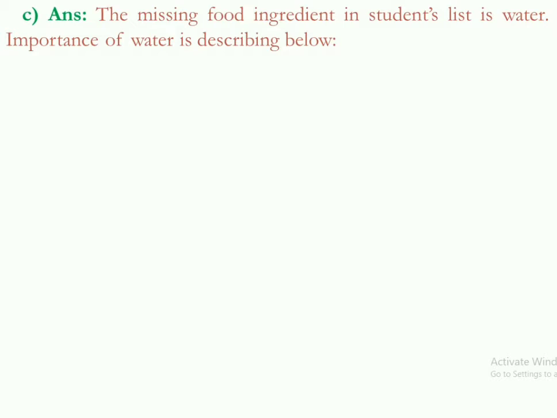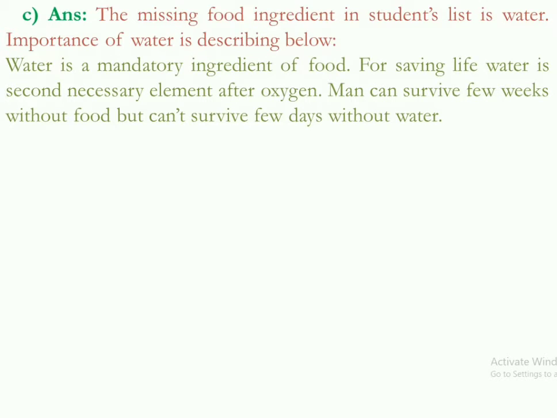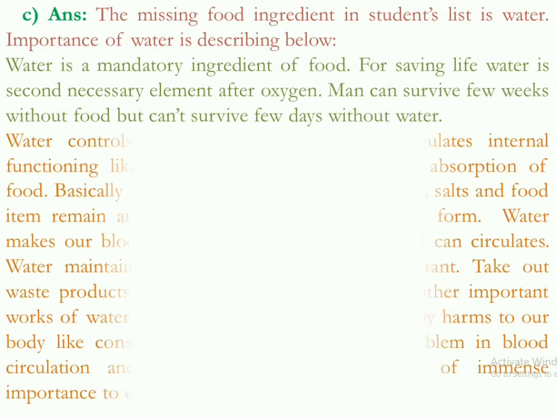Now let us see the importance of water. Water is a mandatory ingredient of food. For saving life, water is the second necessary element after oxygen. That means for our survival, oxygen is the first thing that we need most, then it is water, because without water we can't survive even a few days, but without food we can survive a few weeks, without water we can survive a few days.